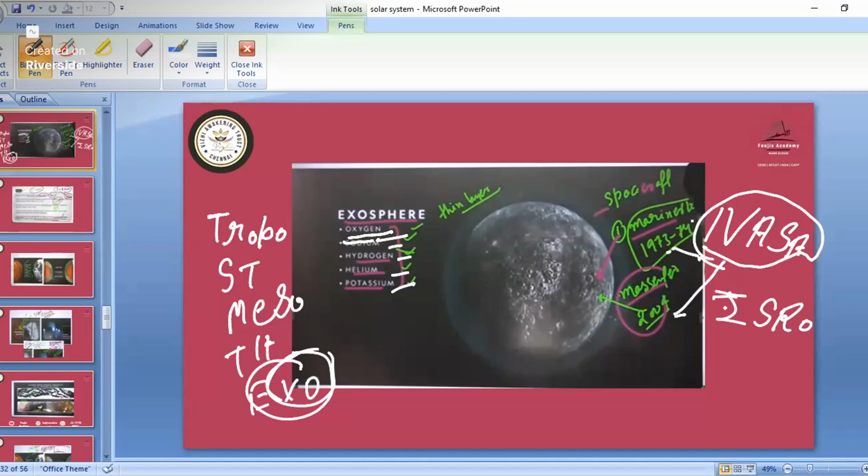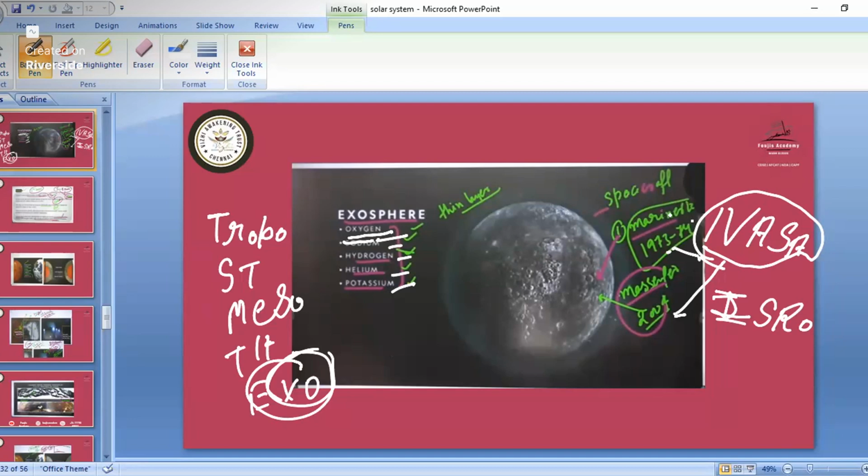So remember these spacecraft names, and remember the spacecraft names of all the planets except Earth, because you know that to Earth we have sent many. So that is current plus your study about Earth, but for all other planets only a small number of spacecraft have gone to their atmosphere. So remember all the spacecraft names.